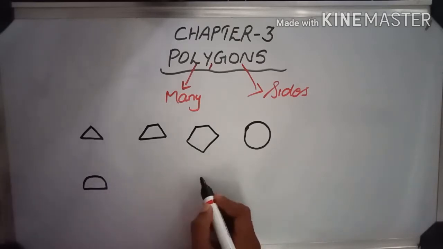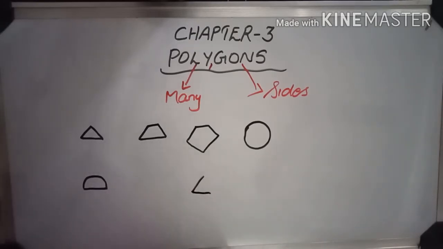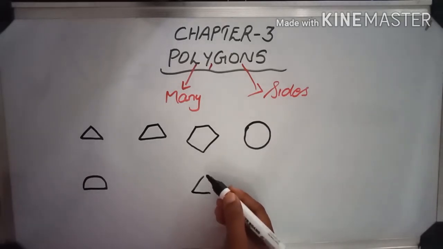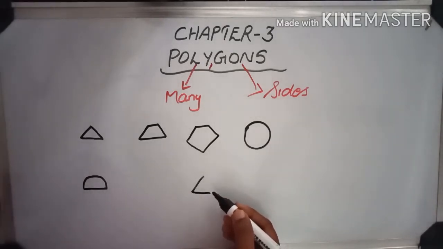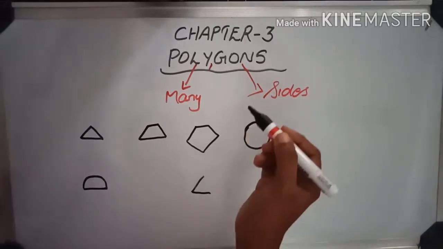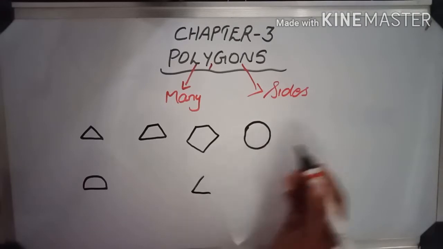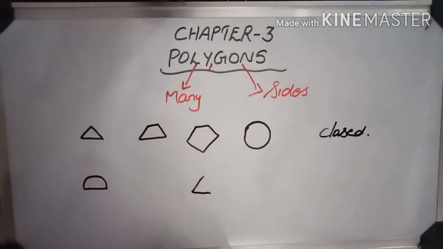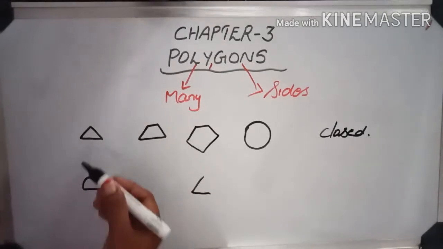If it is a two-sided figure, for example like this, it is not a closed figure. It is open here, so this is not a geometrical shape. The condition is it must be a closed figure. So start from triangle, 3 sides.